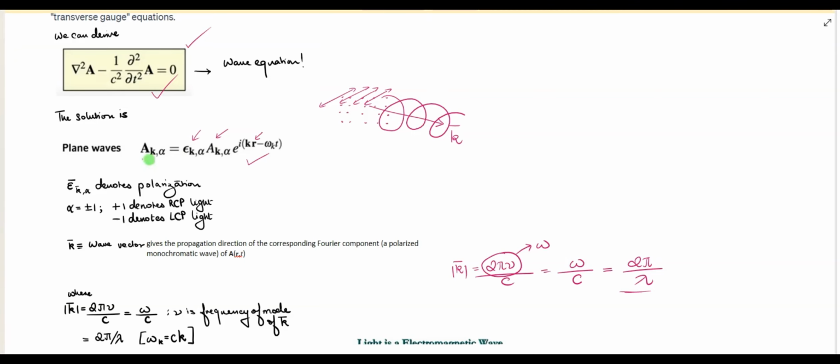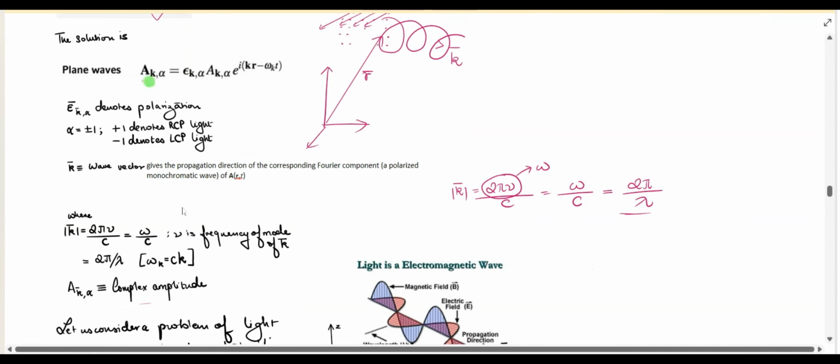And this r bar here denotes the position at which we are trying to find the value of this vector potential. So if these are the coordinates and this is the origin, then this r bar is the position vector of the particular point at which we want to evaluate the magnetic vector potential. And t is time, and omega is the oscillation angular frequency for this particular wave vector k.